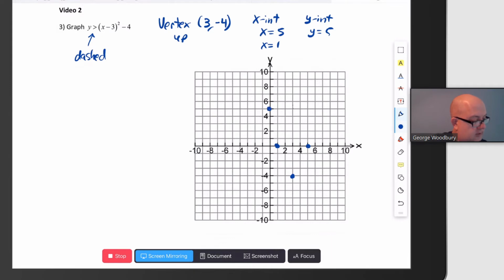And I know the axis of symmetry is here. That's 3 to the left, so I could put another point that's 3 to the right. I also know from the vertex, I can get another set of points by moving up 1 and out 1. And again, the more points I have on here, the easier it's going to be to draw a precise graph.